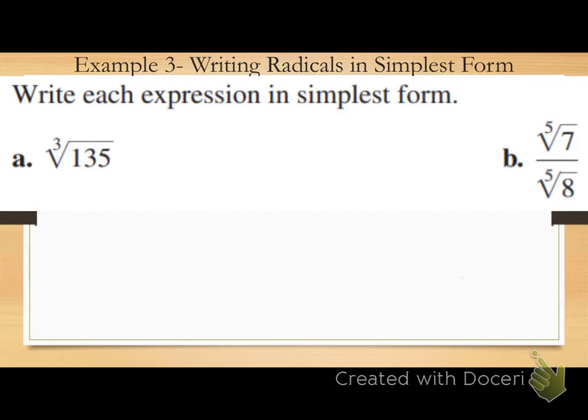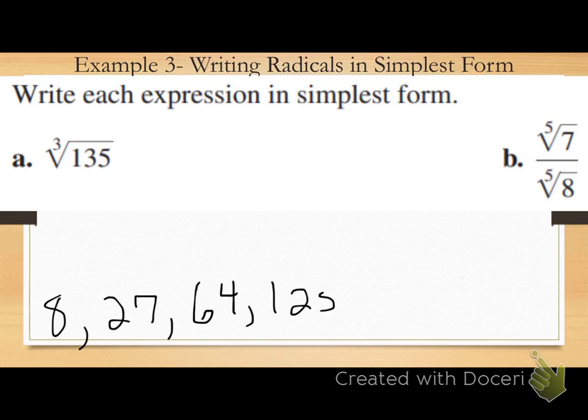Write each expression in simplest form. I want to simplify the cube root of 135. Do you think my list of perfect squares is going to help me at all on this one? No. What do I need a list of? Perfect cubes. So what's 1 cubed? Well, I don't need that one because I want other stuff other than 1. What's 2 cubed? 8. 3 cubed? 27. 4 cubed? 64. 5 cubed? 125. So on and so forth.